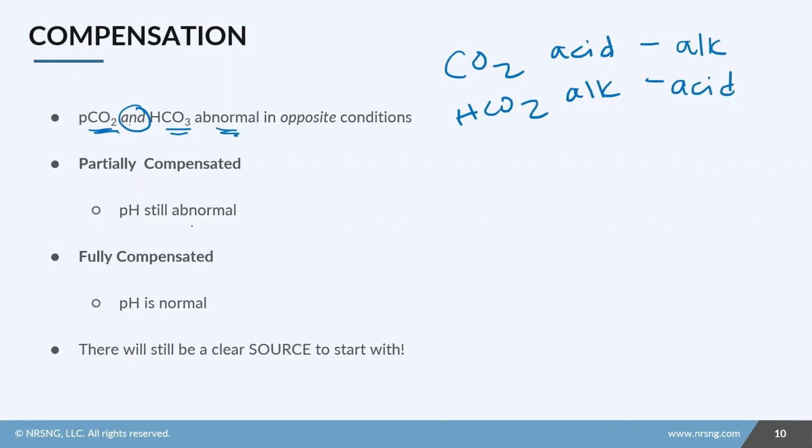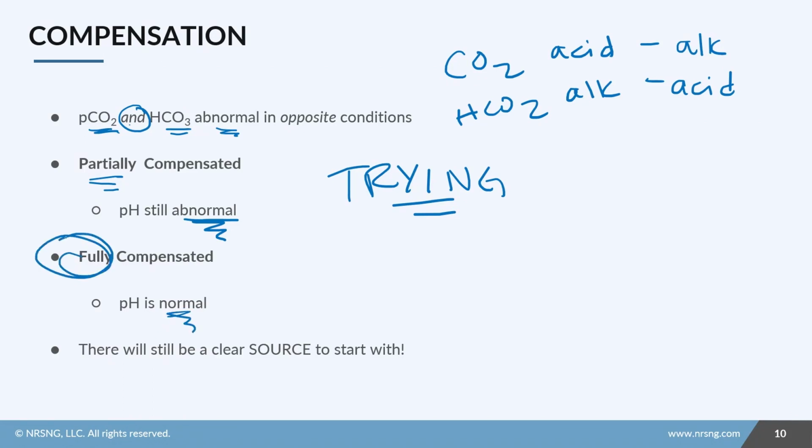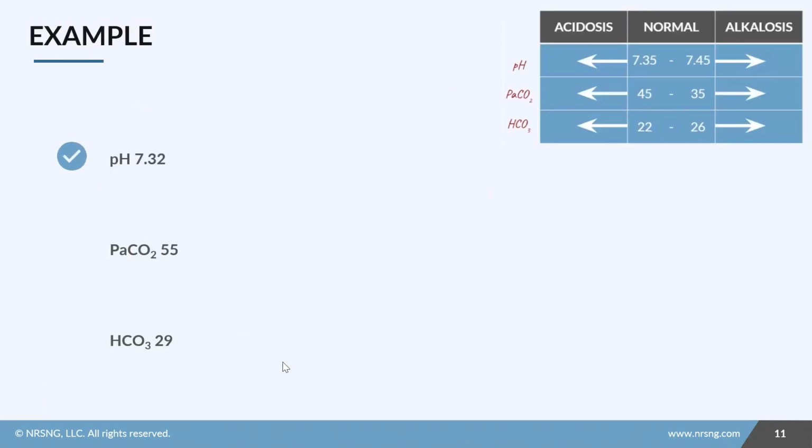So if we see that, but my pH is still abnormal, then we would say it is partially compensated. In other words, that other system is trying to fix the problem, but it hasn't quite fixed the problem yet. If we see that the pH has shifted all the way to normal, we would say that that's fully compensated. Even with full compensation, there's typically still a clear source to start with, so we do need to determine which one is the more likely source. So let's look at some examples.